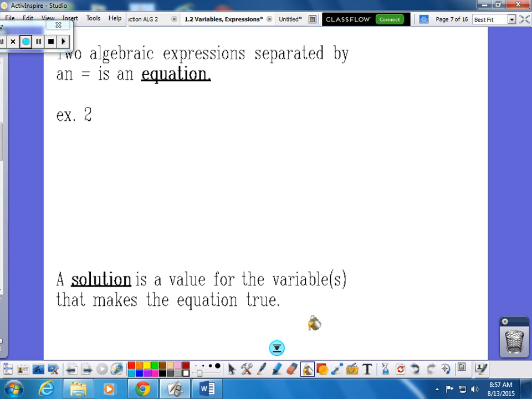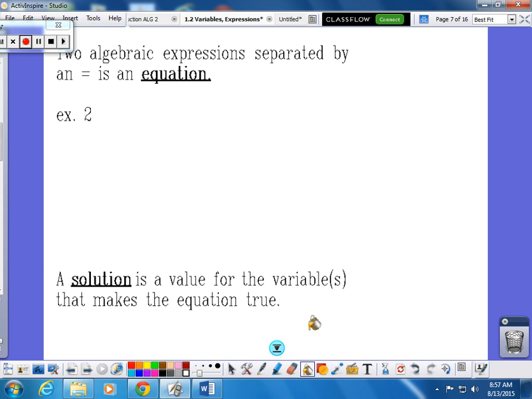Example 2. What is the fixed cost? $4. What is the variable cost? $2, because it's changing every time you plug in for the number of hours. So for 1 hour, what's 4 plus 2 times 1?